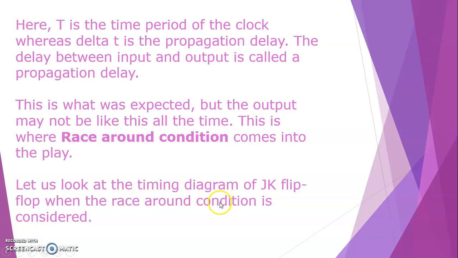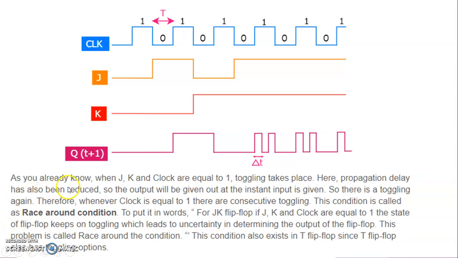Let us look at the timing diagram of the JK flip-flop when the race condition is considered. As you already know, when J, K and clock are equal to 1, toggling takes place. Here the propagation delay has been reduced, so the output will be given at the instant the input is given. So there is toggling again. Therefore, whenever clock is equal to 1, there is consecutive toggling. This condition is called the race around condition. To put it in words, for a JK flip-flop, if J, K and clock are equal to 1, then the state of the flip-flop keeps on toggling and leads to uncertainty in determining the output. This problem is called the race around condition.